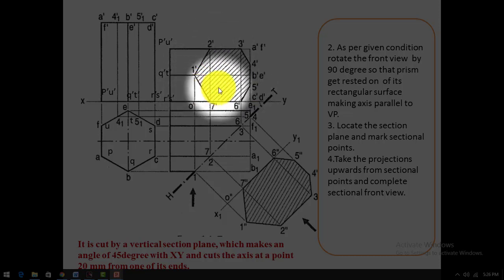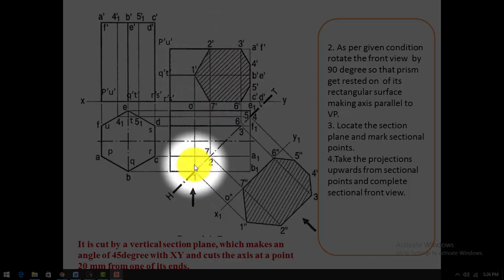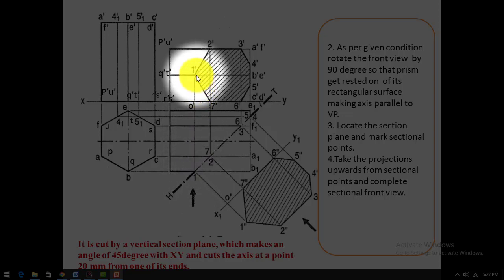Then you have to transfer these sectional points in the upward direction to complete the sectional front view. How are we going to transfer these points in the upward direction? By simply drawing a vertical line. You have to transfer this one point on which edge? BQ. So this is the BQ edge, and this is point 1.